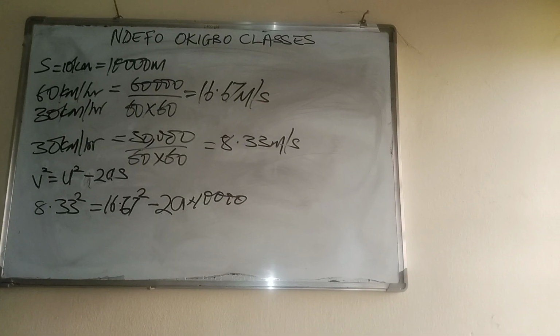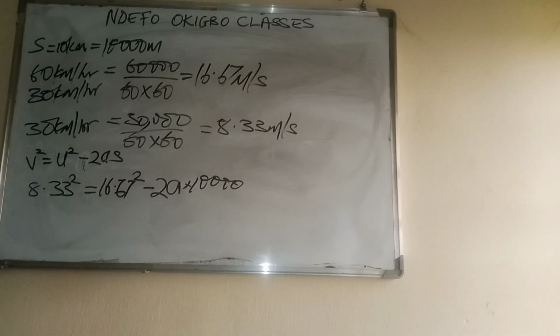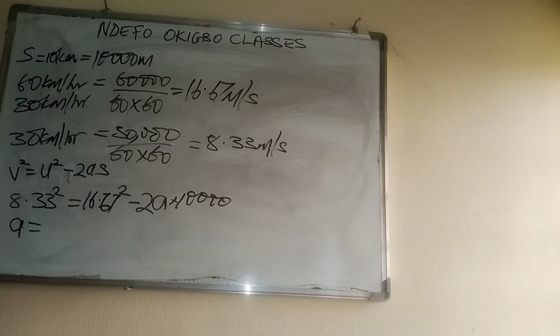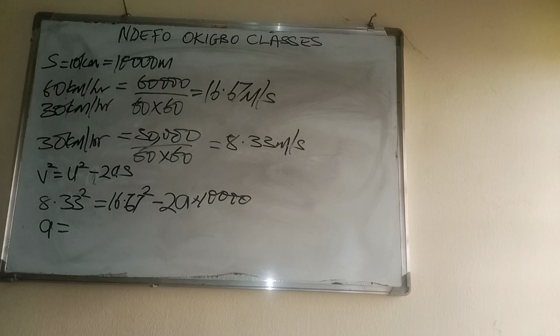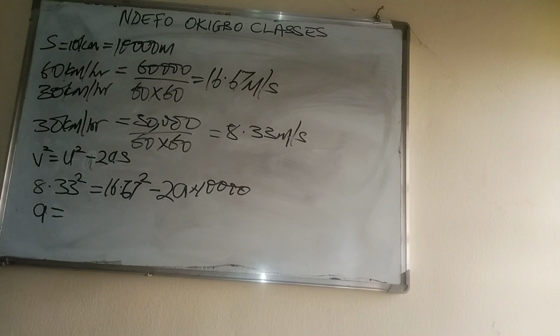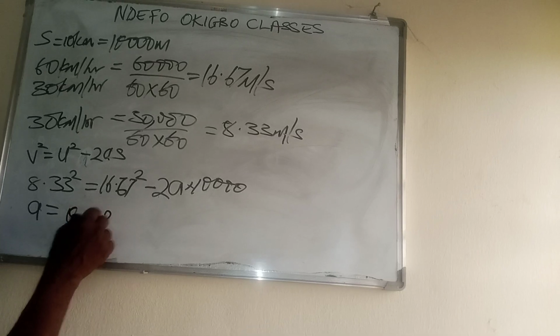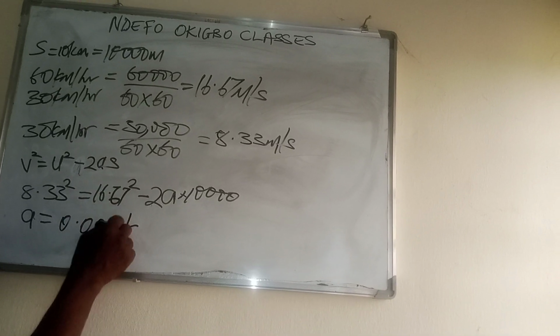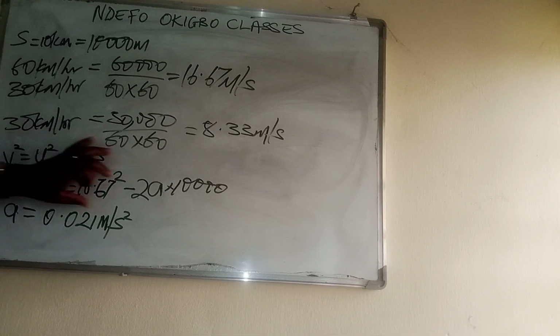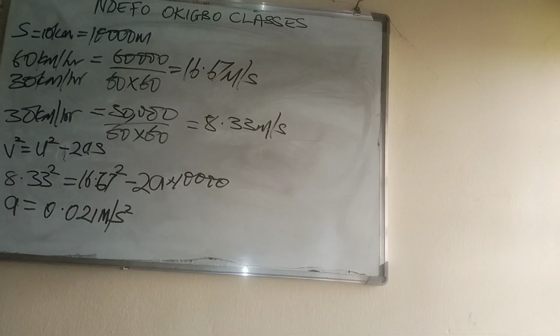If I solve that equation, making A the subject of the formula, I get the deceleration, which is 0.021 meters per second squared. That is the deceleration.